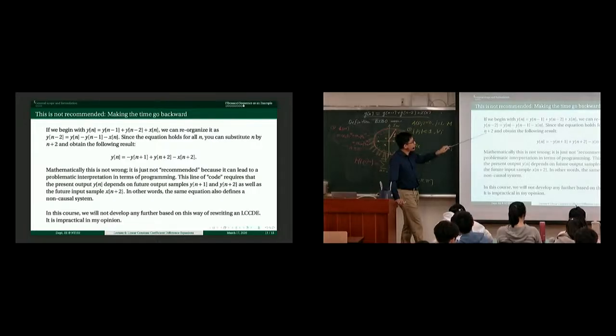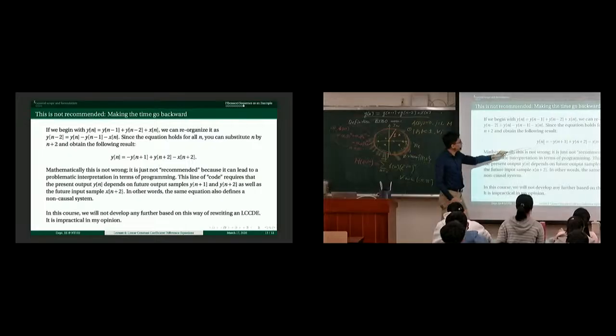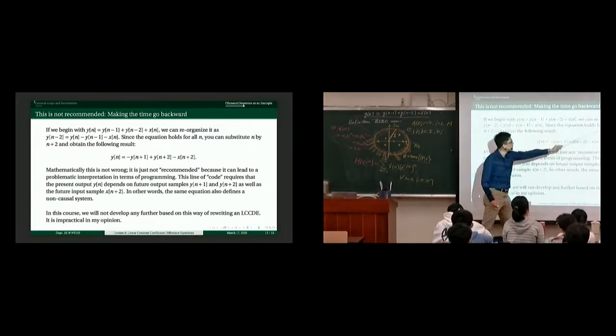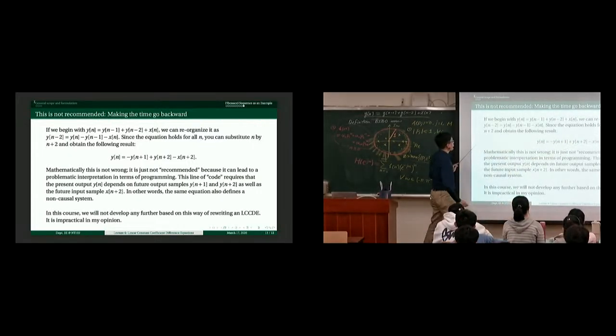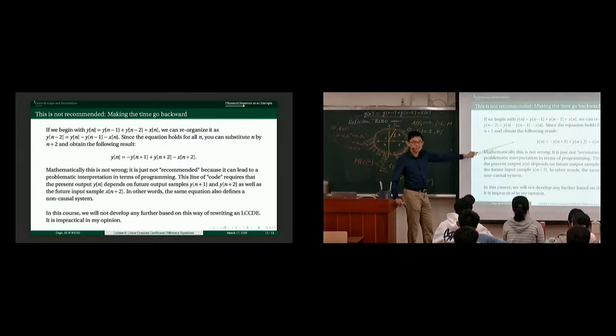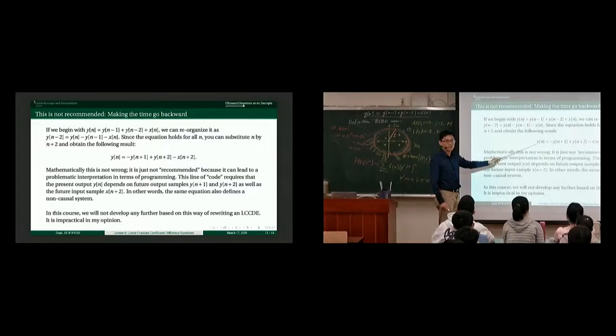So let's substitute n by n plus 2, right, for all n. Now, if we substitute n by n plus 2, then we have the following result. Anything wrong here? Is it wrong? So mathematically, this is not wrong, right? But then this is weird. It's not wrong, it's just weird.